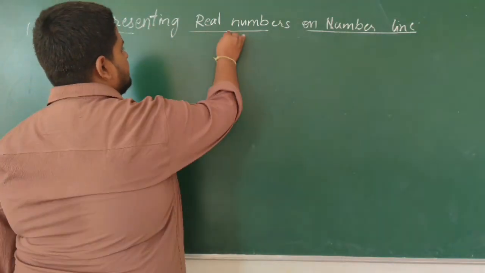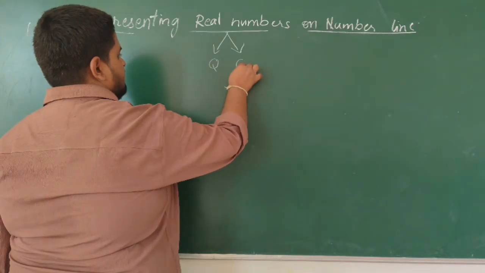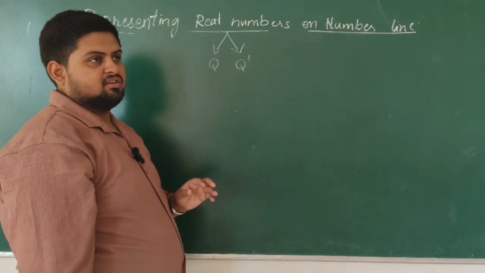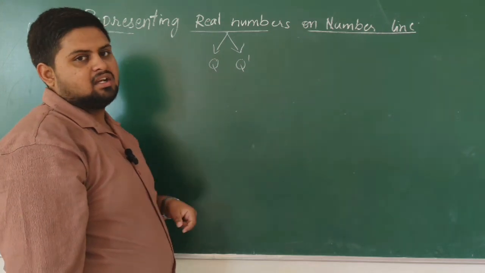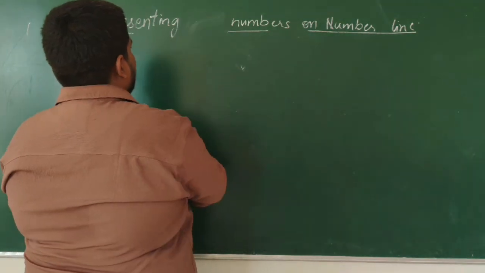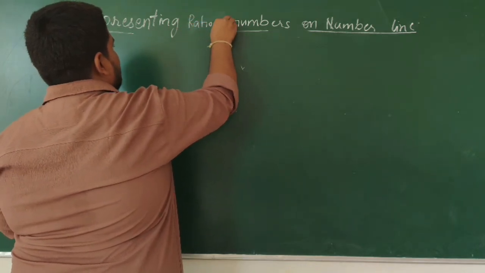Before that, we know that among real numbers there are two kinds of numbers. One is rational numbers and the other is irrational numbers. There are different ways of representing both rational and irrational numbers on the number line. First, let us learn how to represent rational numbers on the number line.